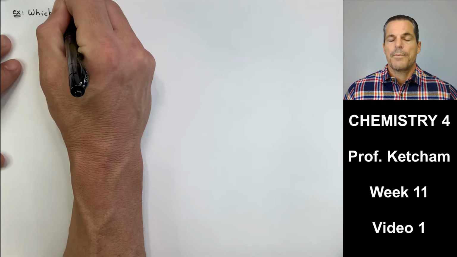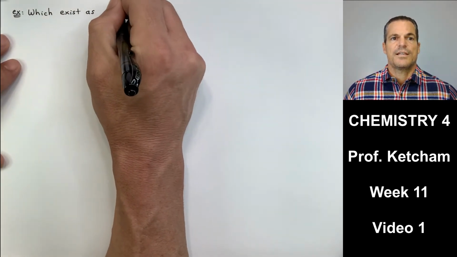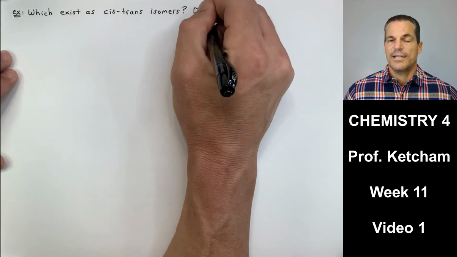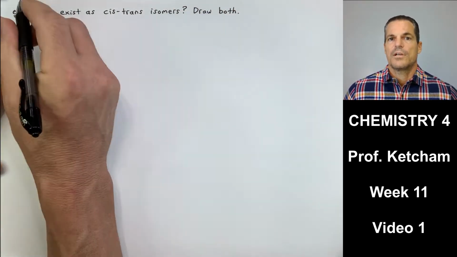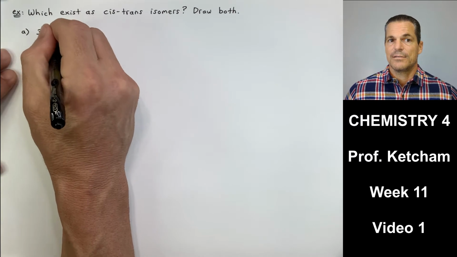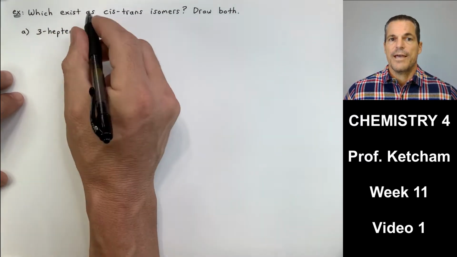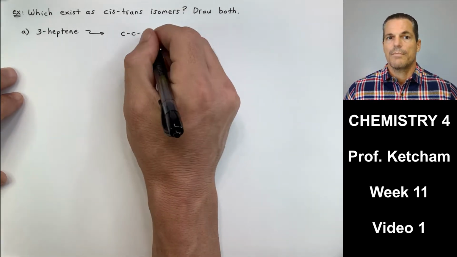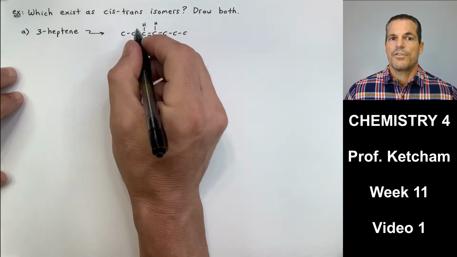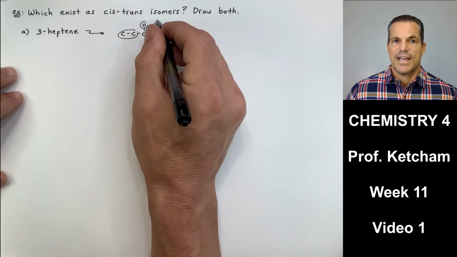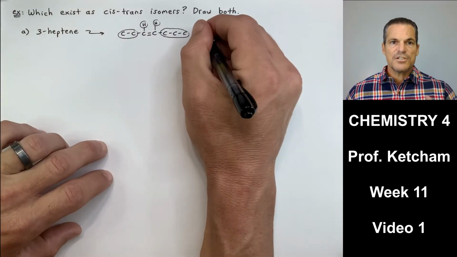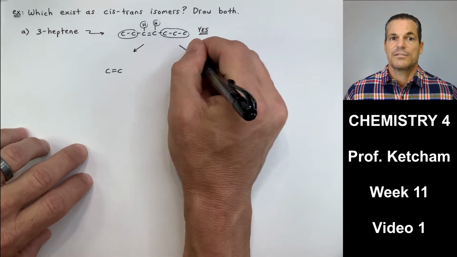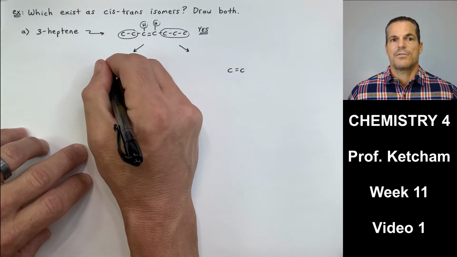Okay, so top of page 2 of our notes, it says, example: which of the following exist as cis-trans isomers? Draw both. So I'm going to have to expand here. 3-heptene, I've got to draw it out, so I do 7 carbons. I put my double bond on carbon 3, and I'm circling the attachments to the double bond. Each of the carbons has 2 different things attached. All right, so yes, I can draw these as cis-trans isomers.